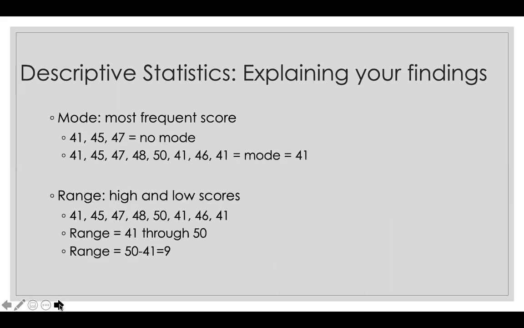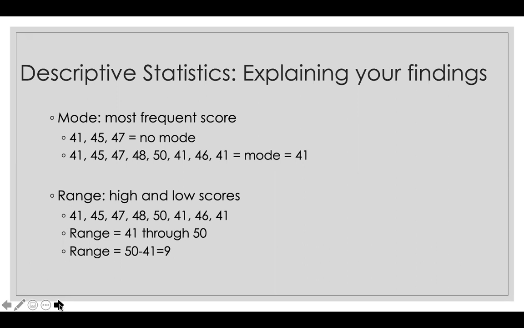We also have the mode, which is the most frequent score. So out of our sample of 41, 45, and 47, there actually is no mode. But as you can see, once we add in some more numbers, 41, 45, 47, 48, 50, 41, 46, 41, the mode is 41.